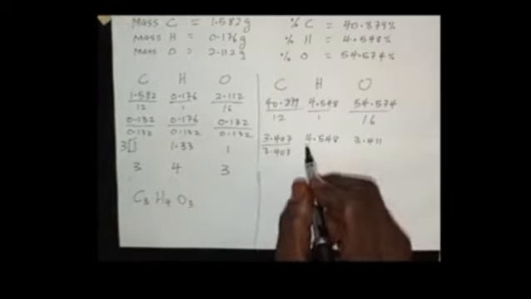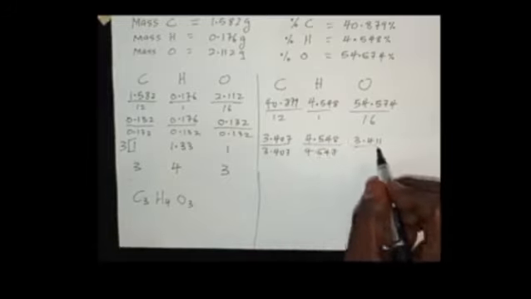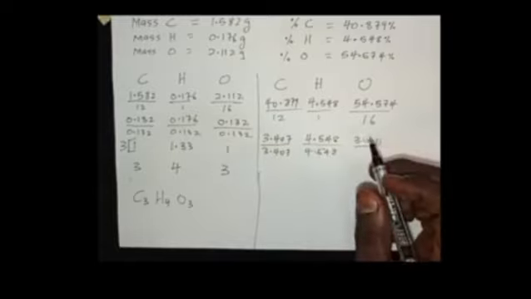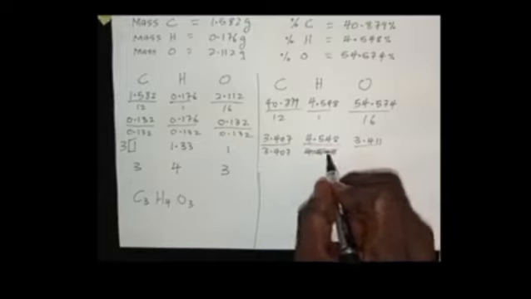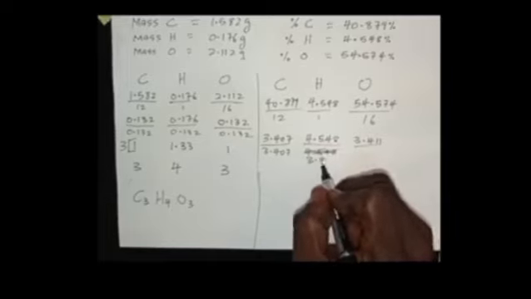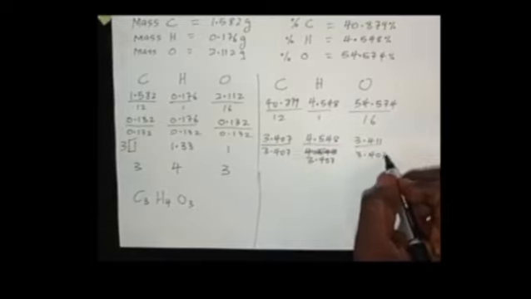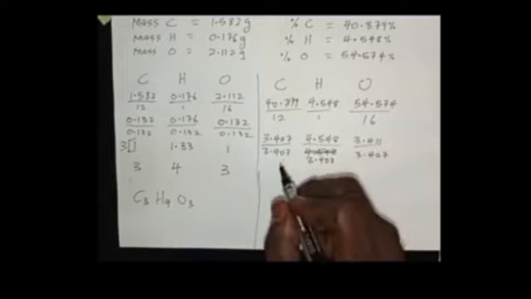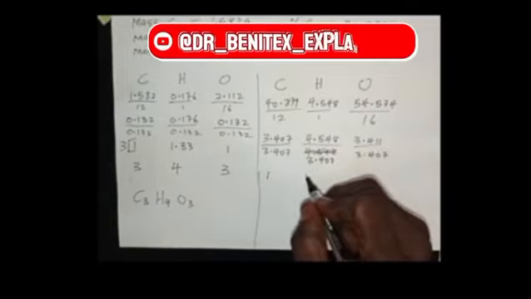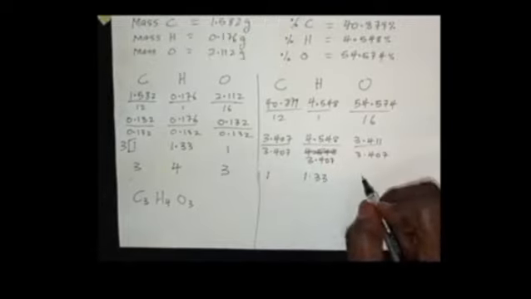3.407 over 4.548 over, sorry, that's a mistake. I'm dividing this by 3.407 over 3.407. So what are my answers here? I'm going to get 1, I'm going to get 1.33, and I'm going to get 1.